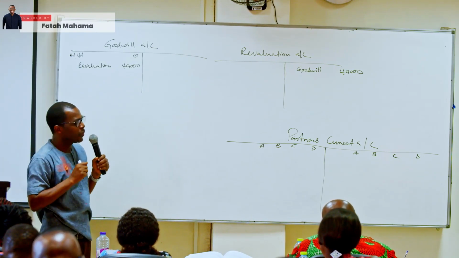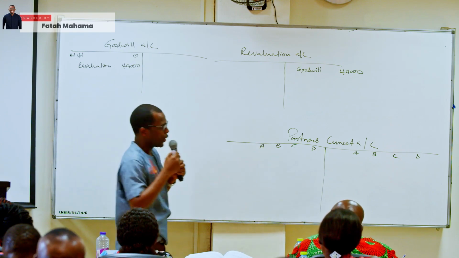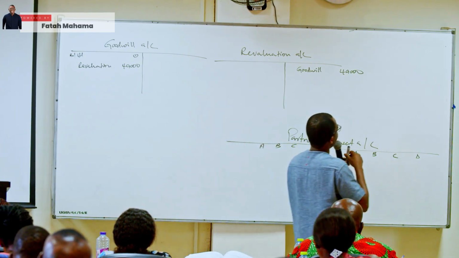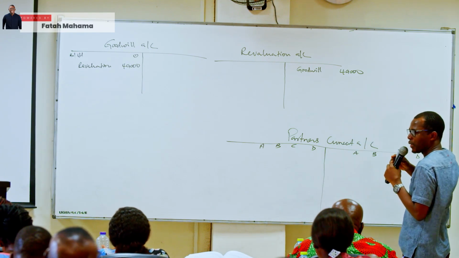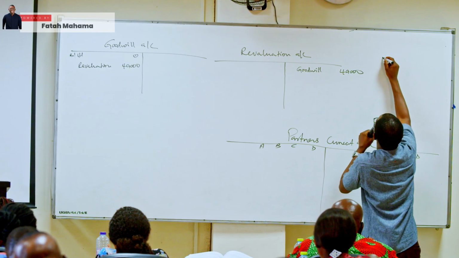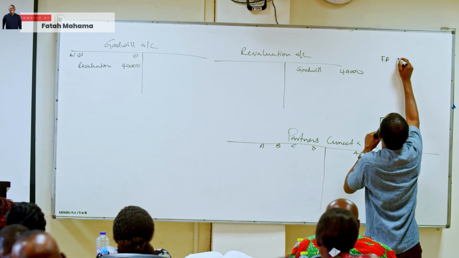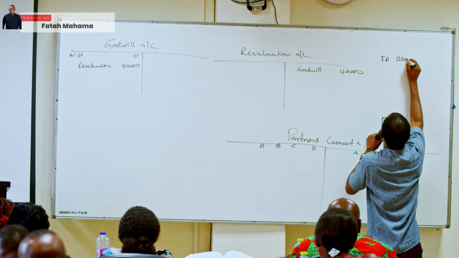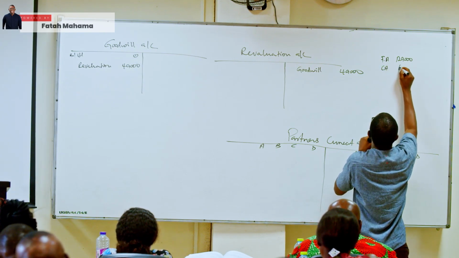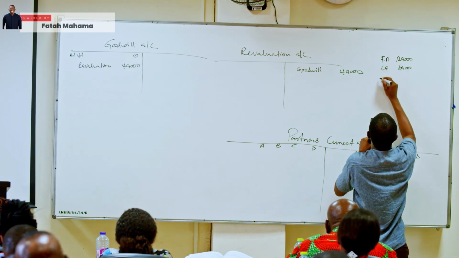Okay. Then if you take the balance sheet, somebody give me the numbers in the balance sheet. So there is fixed asset, how much? 120,000. Then there is what? Current asset of how much? 60,000. And then there's what?